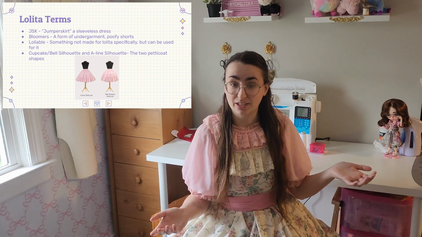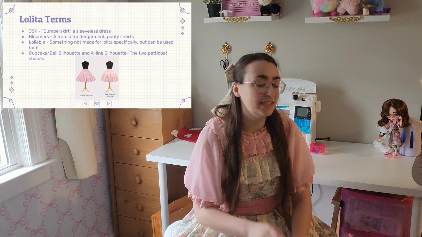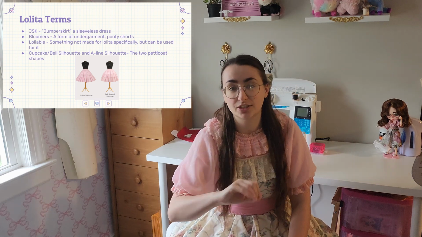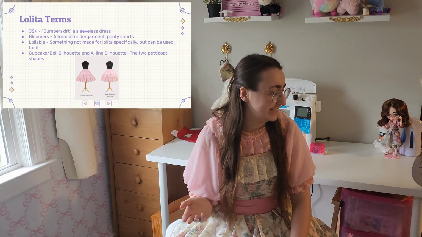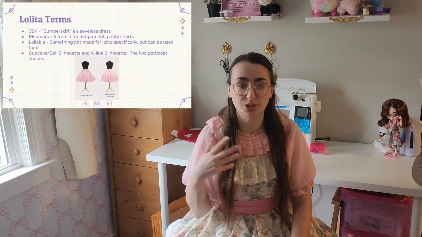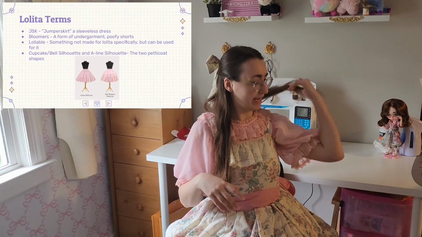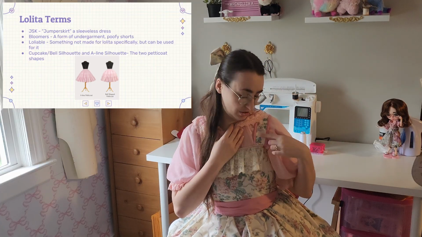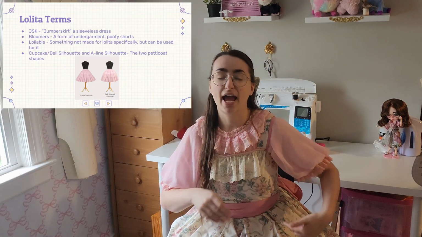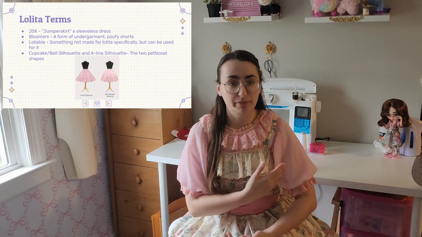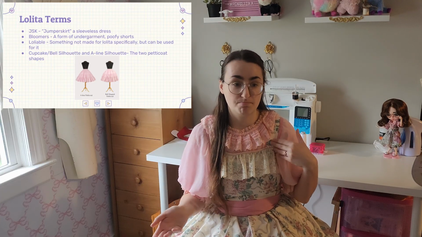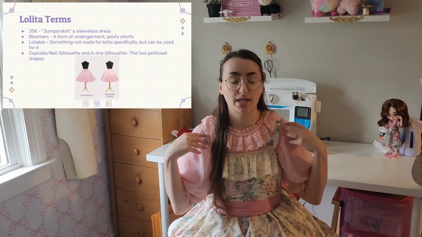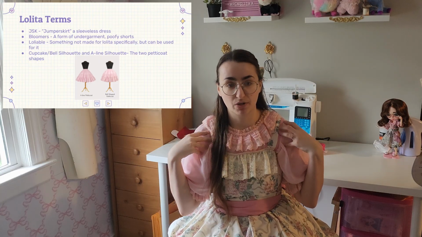So we'll start with Lolita terms, and these are just the terms that I'll be using today. First up, a JSK, which stands for jumper skirt. It is a sleeveless dress. It will have straps like these and will normally in Lolita be worn with a blouse. But it is a dress that does not have sleeves as a part of it.